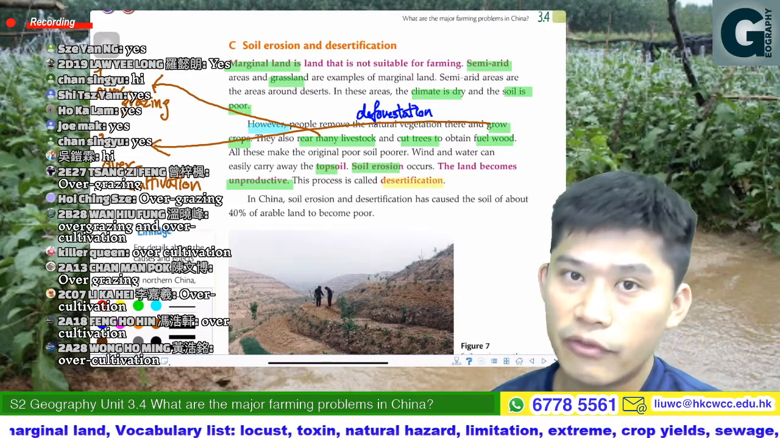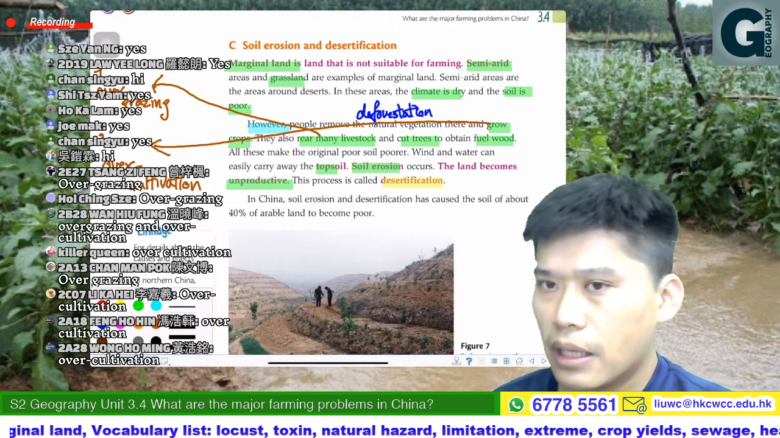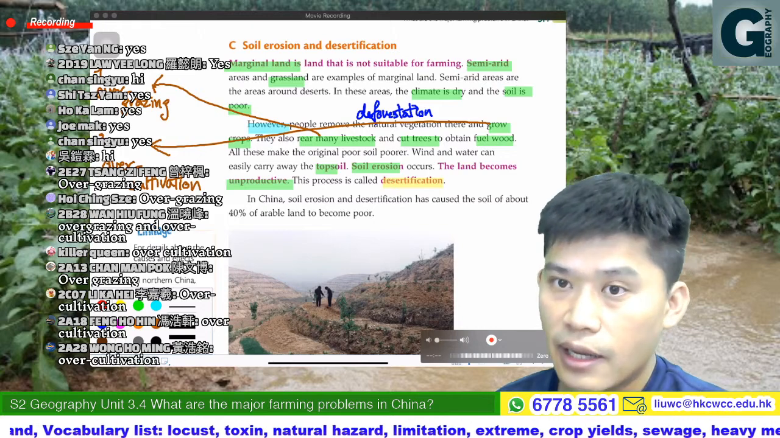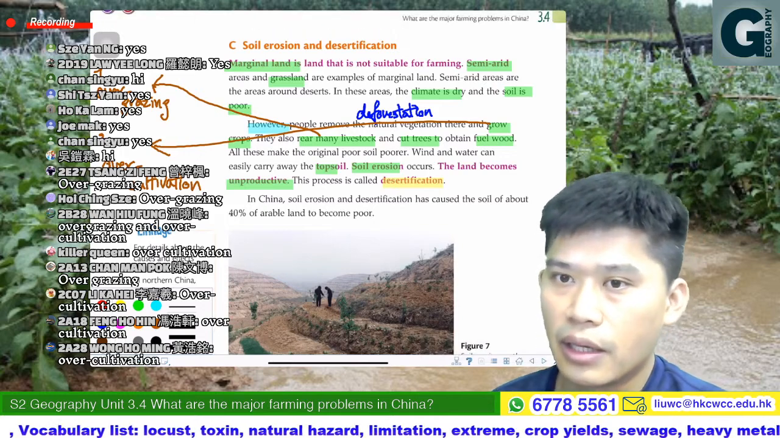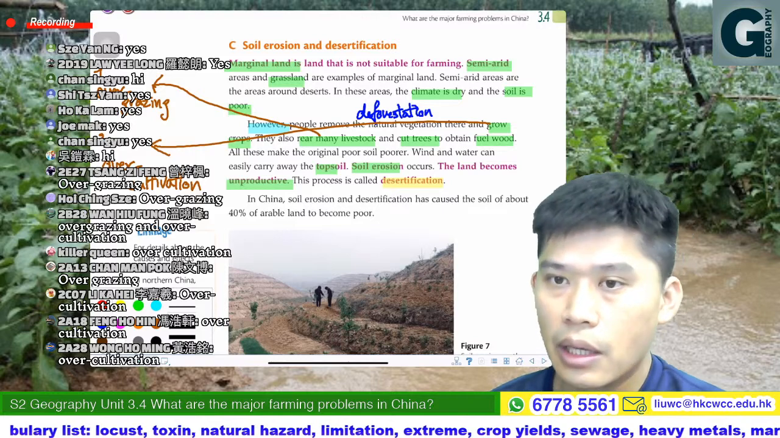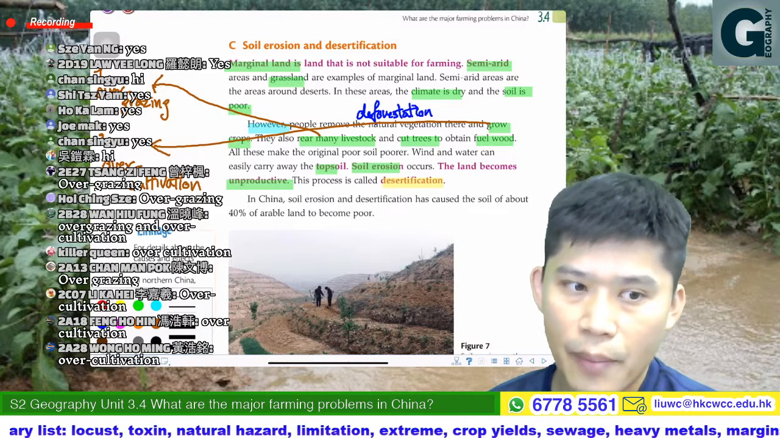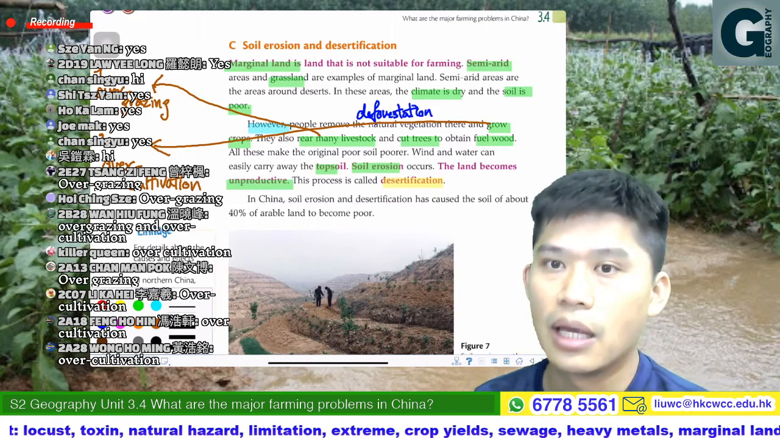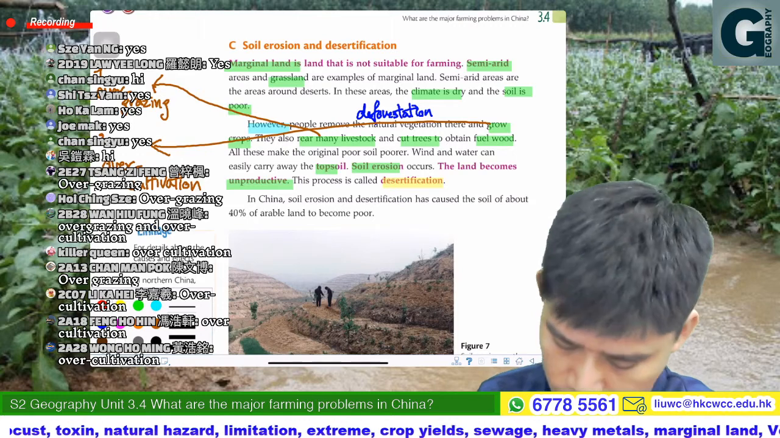Okay, so therefore, in the northern China, especially near the grassland, near the semi-arid regions, if these poor farming practices occurred, it will lead to desertification, and then it will reduce the farm production in this area.